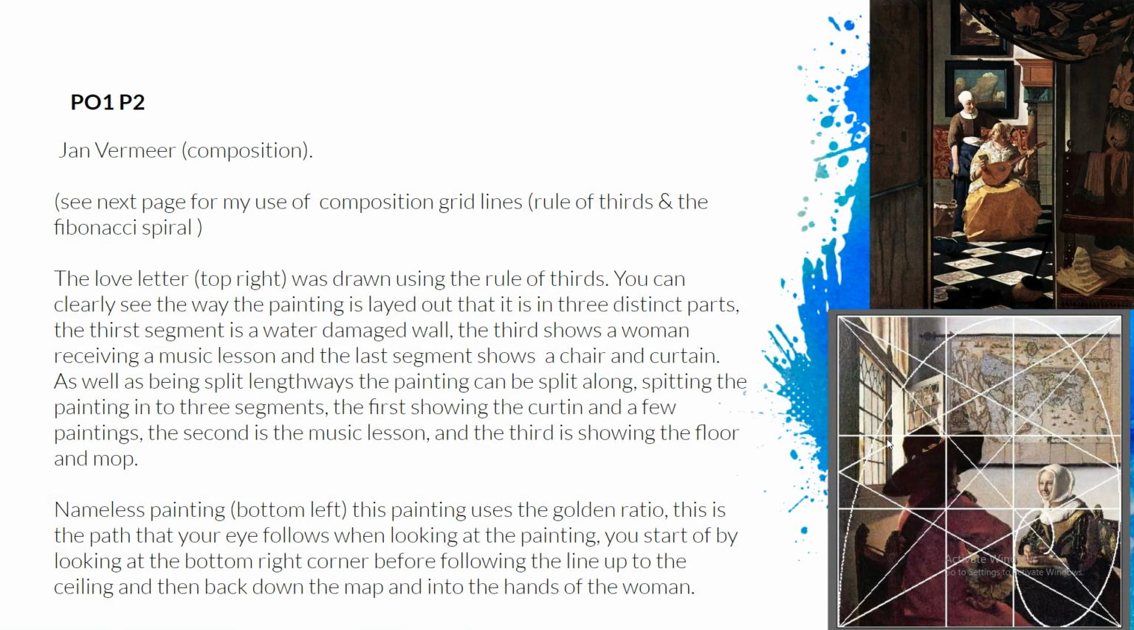P1, P2, Jan Vermeer composition. See the next page for my use of composition grid lines. The Love Letter, top right, was drawn using the rule of thirds. You can clearly see the way that the painting is laid out, that is in 3 distinct parts. The first segment is the water damaged wall. The second shows a woman receiving a music lesson, and the last segment shows a chair and a curtain.